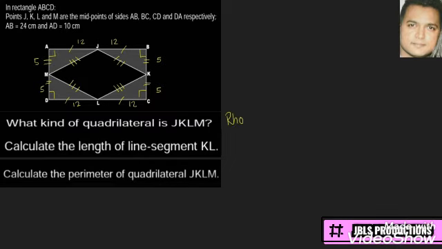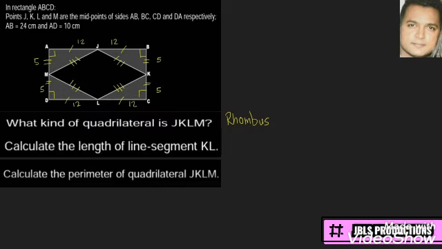Because this is a one mark question, we just indicate that it is a rhombus. At a later stage, should you be asked, you can go on to say the opposite angles are equal by proving this. But it all depends on the marks allocated to each question. Calculate the length of line segment KL.